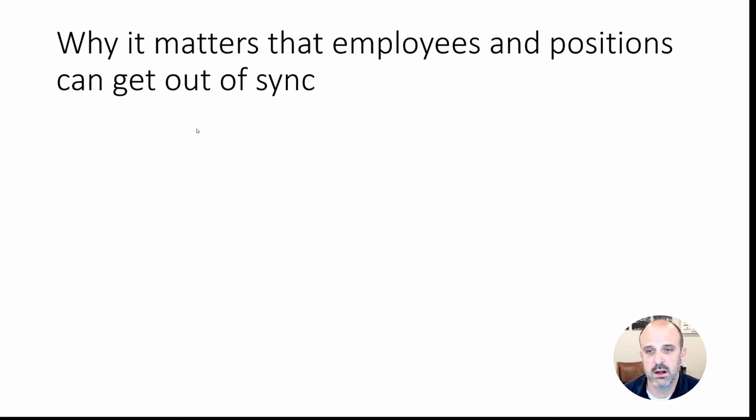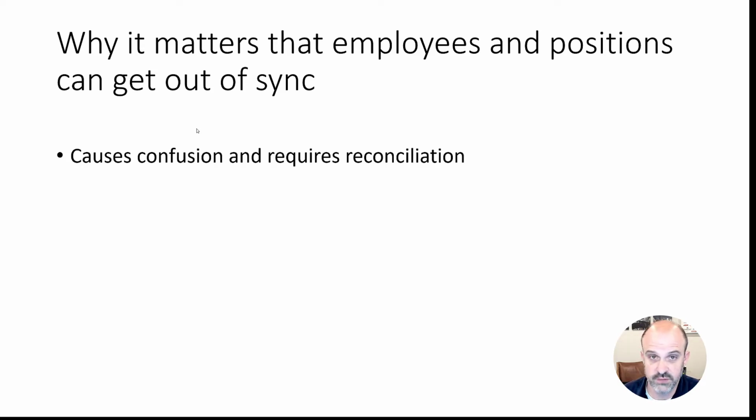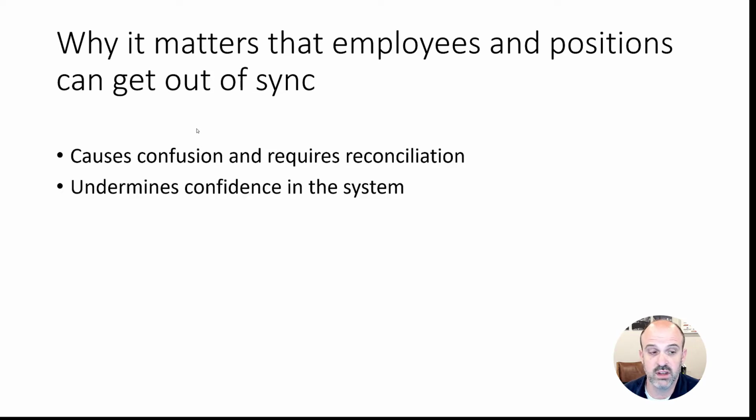Okay, so why does it matter that employees and positions can get out of sync? Well, number one, it can cause confusion and require some reconciliation when the two get out of sync. And number two, whenever things are inconsistent, it undermines confidence in the system, and nobody wants that. So now let's move forward and look at a couple of examples of the gaps and how they show up in the position and employee hierarchies and how those things can get out of sync.